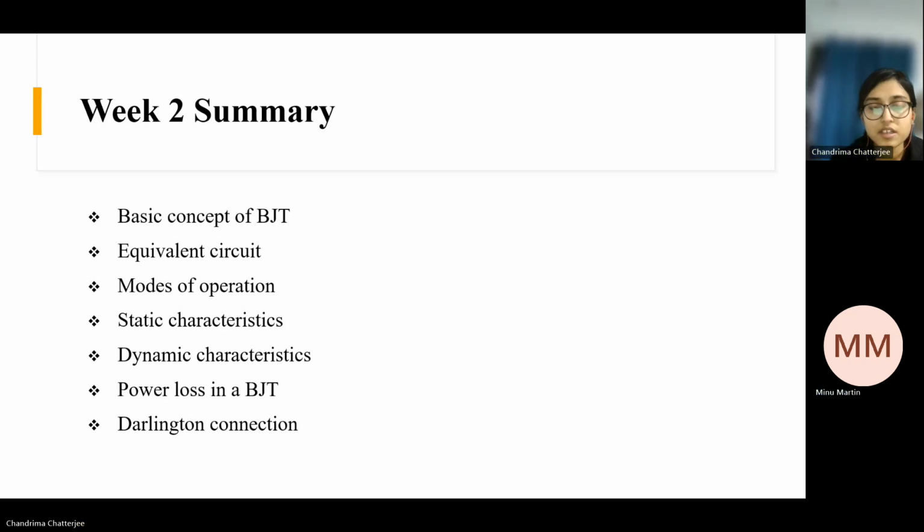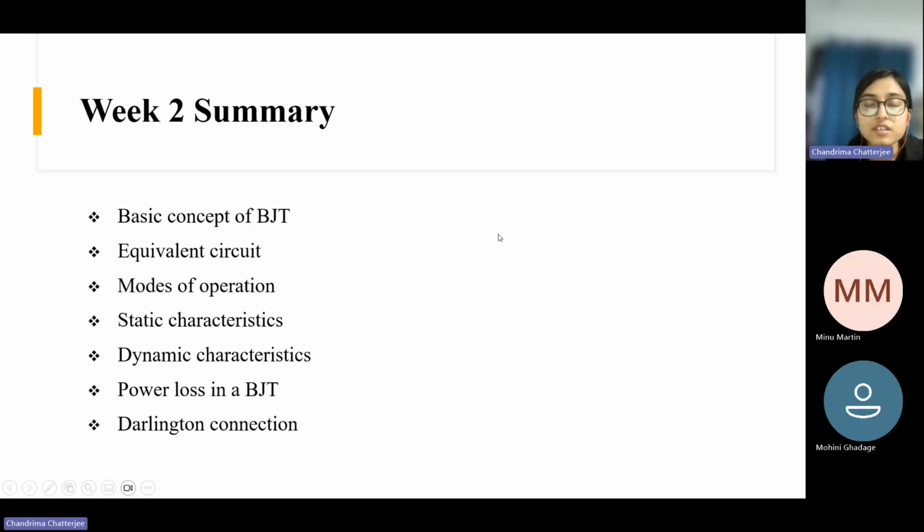Okay, so if you remember, last week we discussed the PN junction diode. We discussed the various characteristics, the static characteristics and the dynamic characteristics of the PN junction diode. We also saw the power loss, the different types of losses, the conduction loss and the switching losses of a diode. So today we will be discussing the characteristics of the bipolar junction transistor.